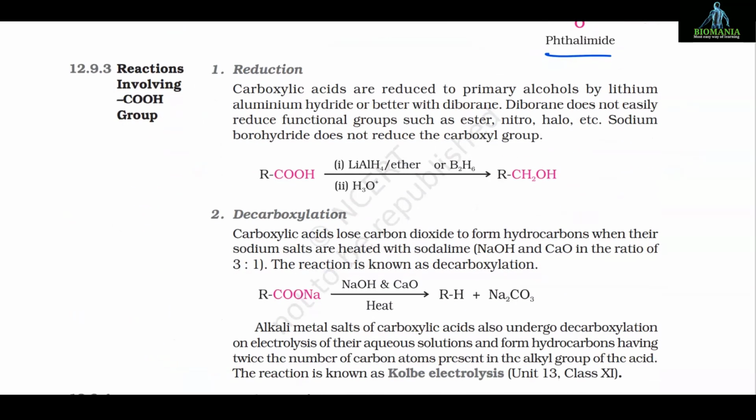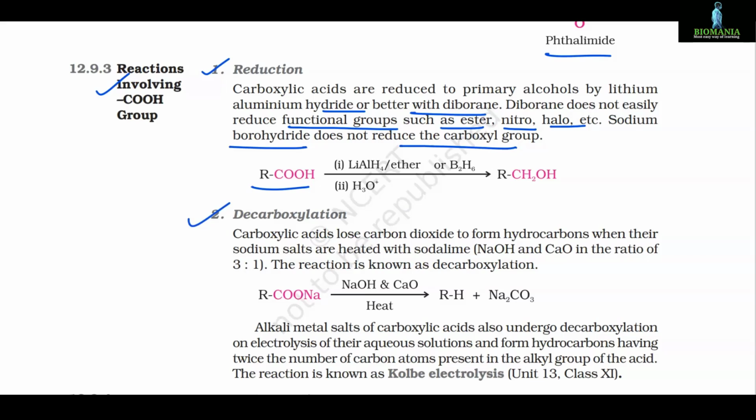12.9.3 Reactions involving COOH group. Number 1, reduction. Carboxylic acids are reduced to primary alcohols by lithium aluminum hydride or better with diborane. Diborane does not easily reduce functional groups such as ester, nitro, halo, etc. Sodium borohydride does not reduce the carboxylic group. RCOOH in the presence of LiAlH4 or ether, or B2H6, forms RCH2OH.